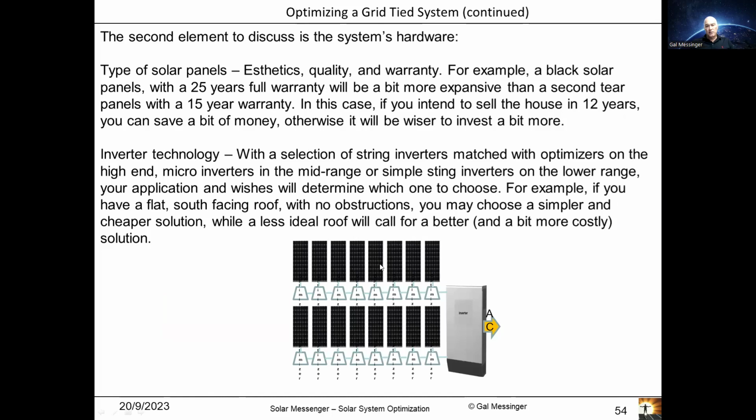So the solar panels have different price brackets. Some of them are coming with 15 years, 20, 25, even 30 years warranties, different looks. Some of them are pitch black, some are not. The technology of the inverter, we're going to discuss this with you and make sure we can optimize the system with you.